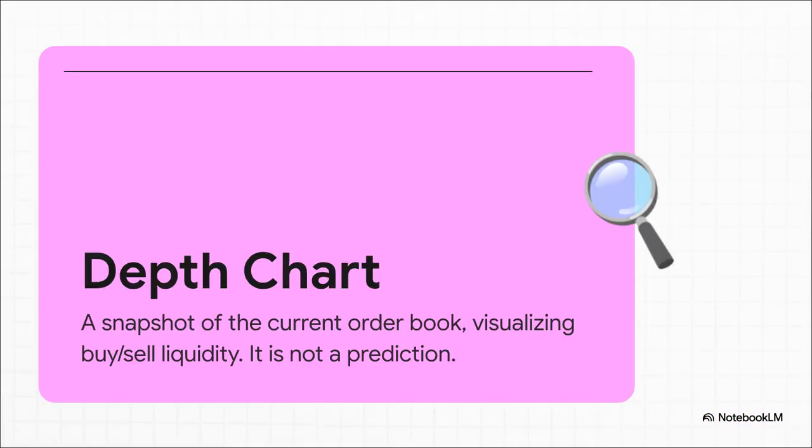So what even is a depth chart? The easiest way to think about it is as a picture, a visual summary of the order book. And the most important word there is snapshot. It is just a photo of the order book at one specific moment in time. What it is not is a prediction. It's not a crystal ball. It's not a promise. It's just a picture of right now.